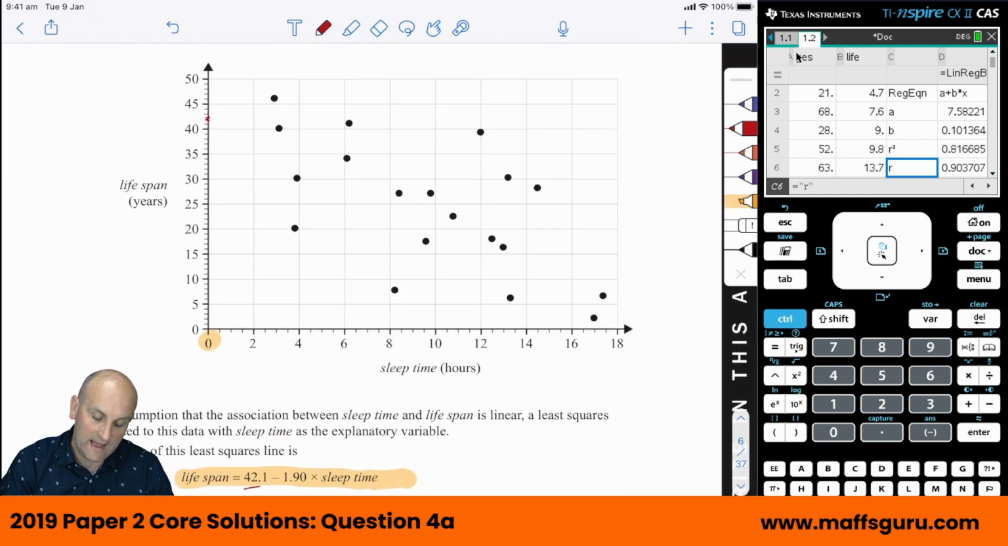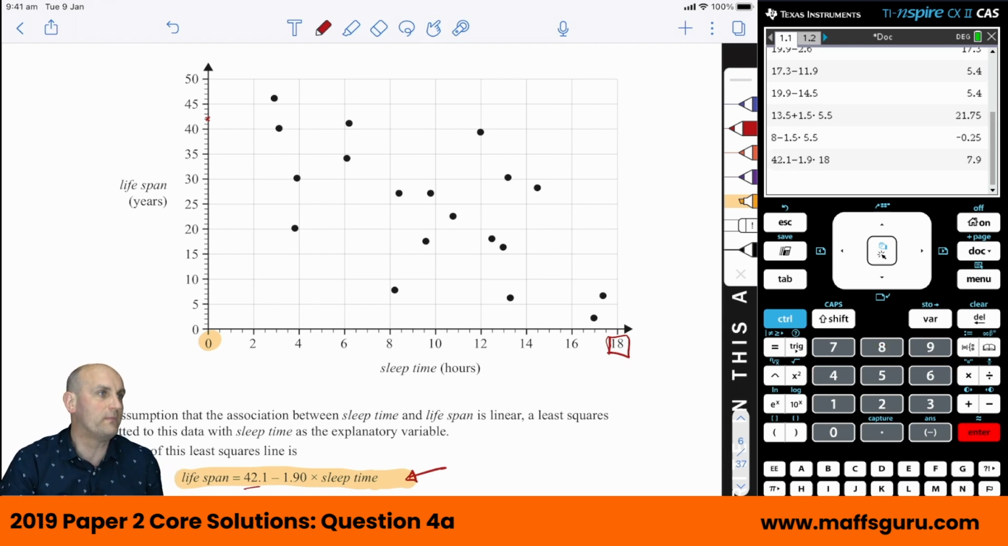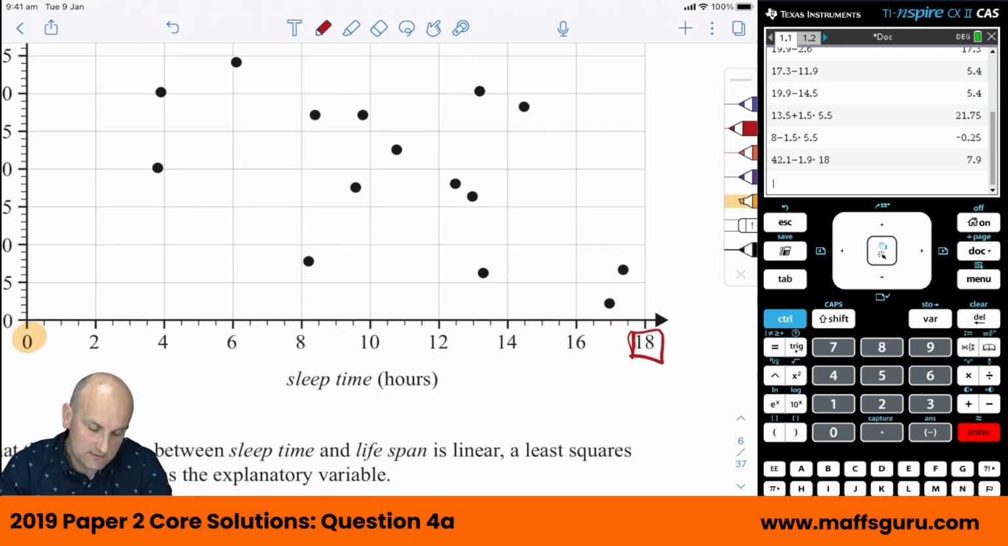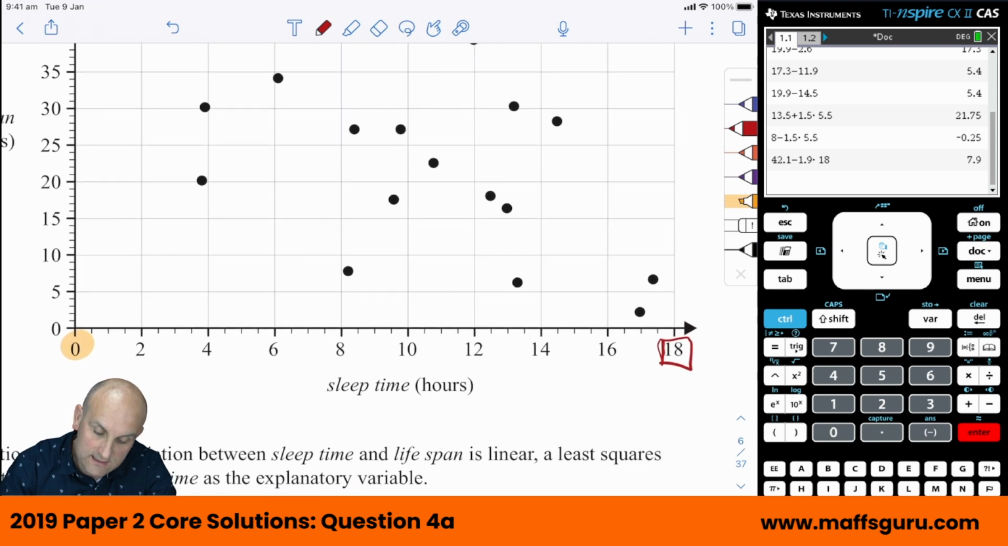Where's another one that we will absolutely know? Well, they give us 18 here as the highest value in sleep time. And we can put that into my equation to actually get another coordinate position. So if I go back to my calculator screen and I do 42.1 minus 1.9 times 18, because that's my sleep time, that's going to give me a coordinate of 7.9, so just about 8. So again, trying to make it as accurate as you possibly can. You guys will have a ruler, so you can do this, and there will be a roughly 7.9.